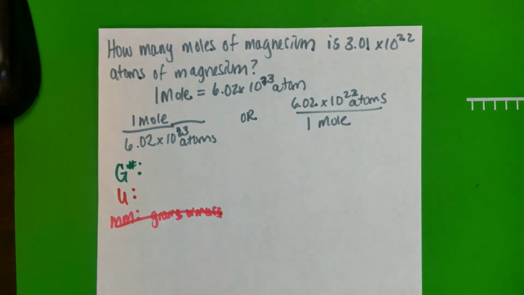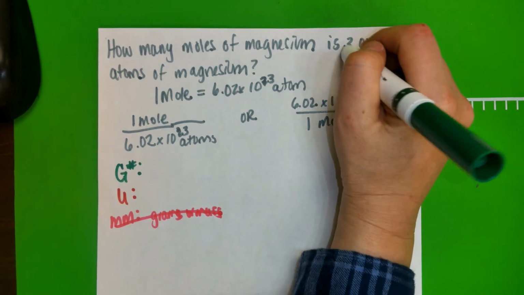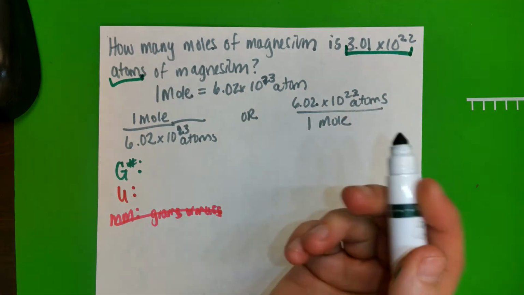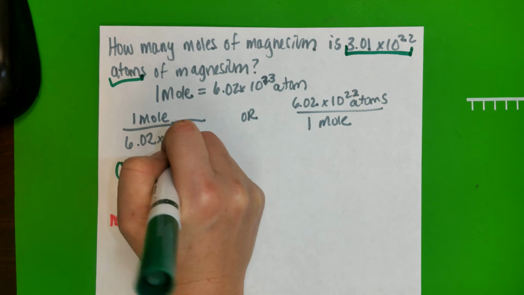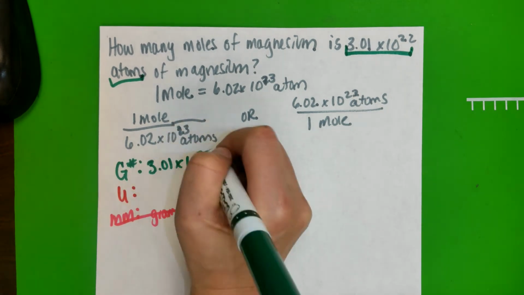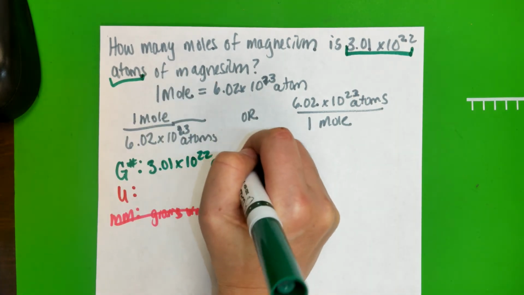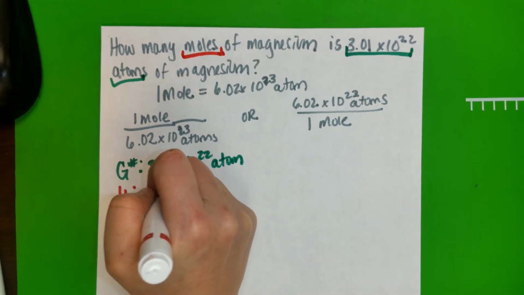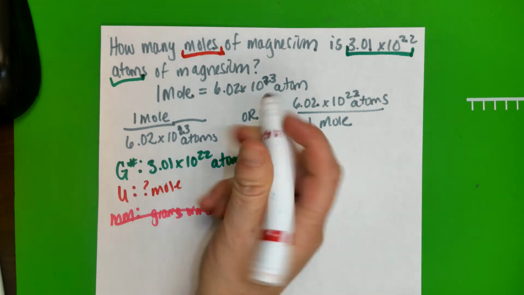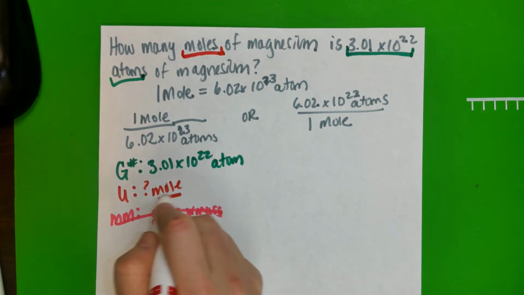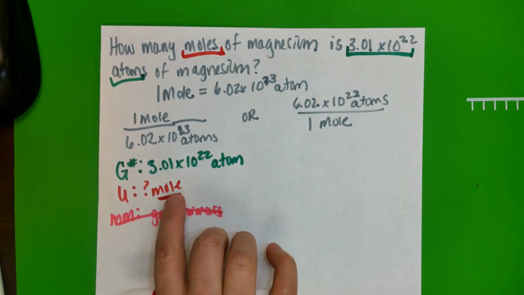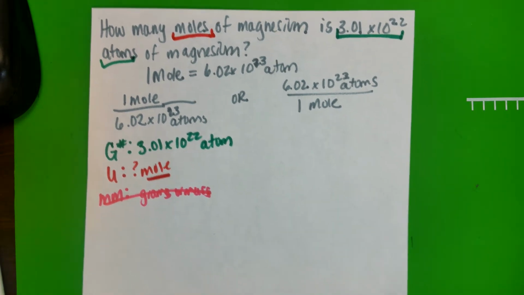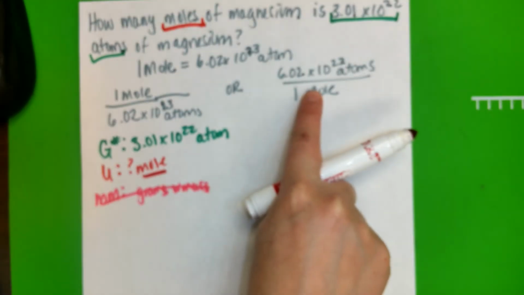So we're going to start with G. G is your given number, so that's the number they give you in the story, and of course it has your units. So it'll be 3.01 times 10 to the 22nd, and that's atoms. And then your unknown is moles. Of course we don't know the number, but we need this because at the end we always have to end up with moles. Very, very important, at least on the setup that we're going to use.